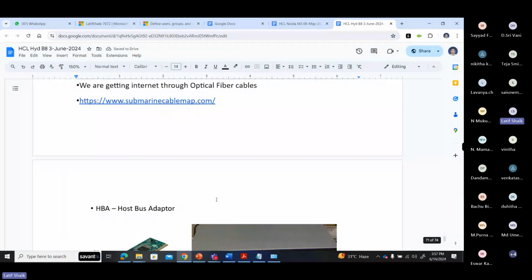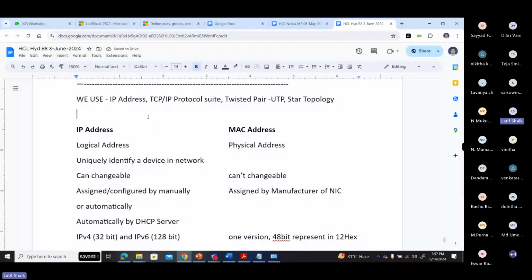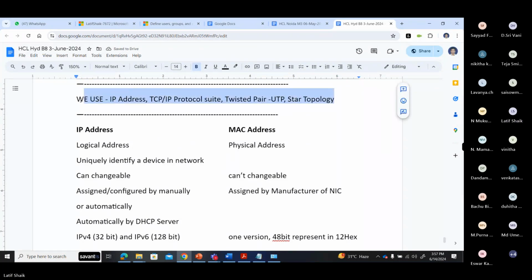So here it is. We discussed the MAC address, then we will see the difference between IP address and MAC address. You know what this highlighted point is, guys?